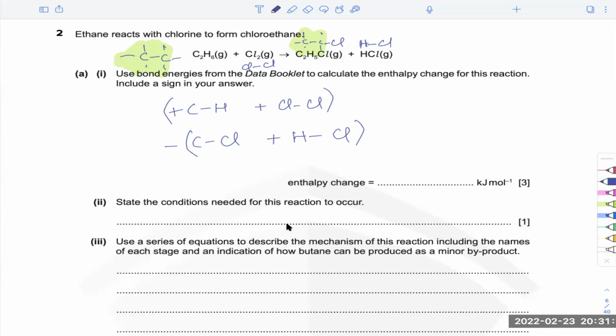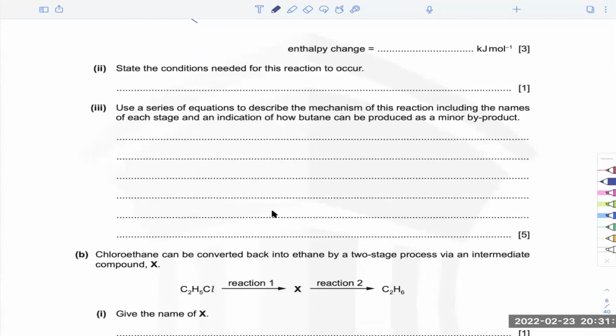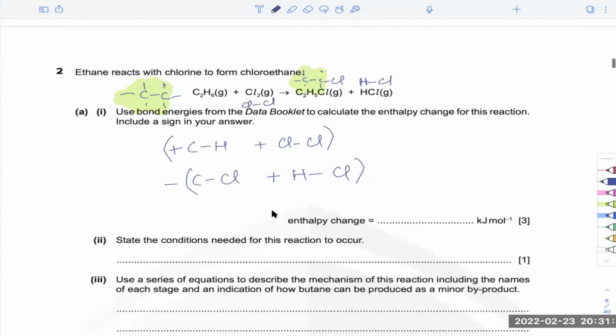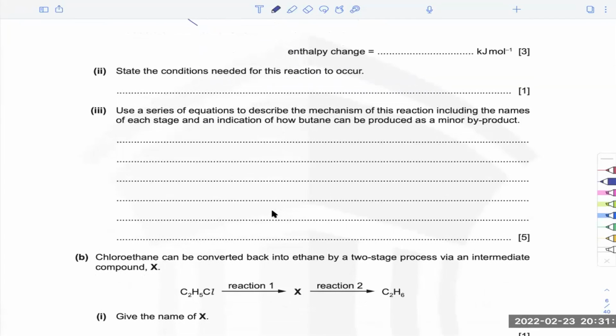State the condition needed for this reaction: ultraviolet light and high temperature. Use a series of equations to describe the mechanism. Okay, so you have what? Ethane. Okay, so series of equation में क्या होगा? Initiation, propagation, termination. It's a 5-mark question, guys. So it's important कि आप तीनों stages दिखाएं. All right, so let's start.